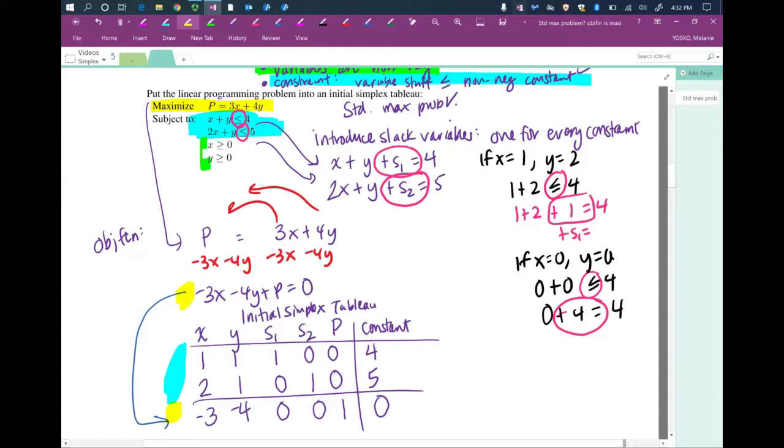Okay? So one thing you're going to notice is that if you look at your slack variables and your P, you're going to get an identity matrix, the piece that we would have if we had an identity matrix. Sometimes you're going to see this with brackets, but you don't have to have brackets. It just depends on the style. Some books have it, some books don't, but this is a matrix. Let's try another one.